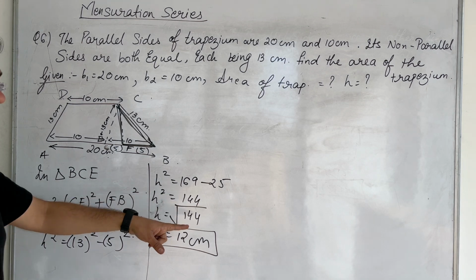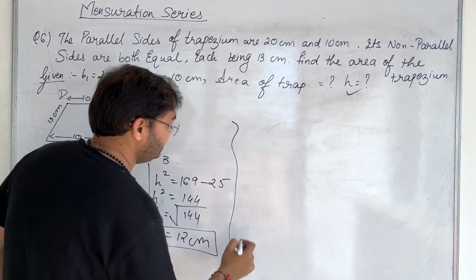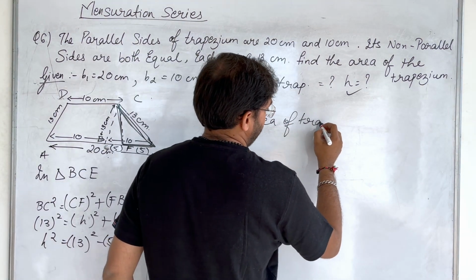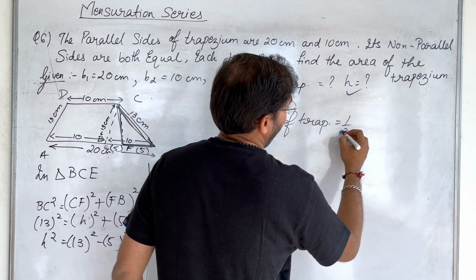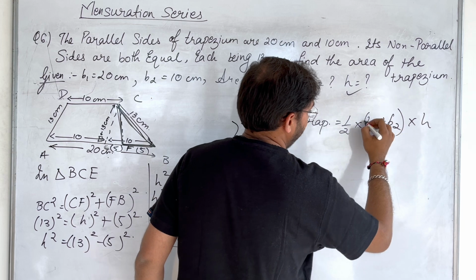Now I have got the height. So now height is known to me. Can I find the area of the trapezium very easily? Definitely. What's the formula? Area of trapezium equals half into B1 plus B2 into height.